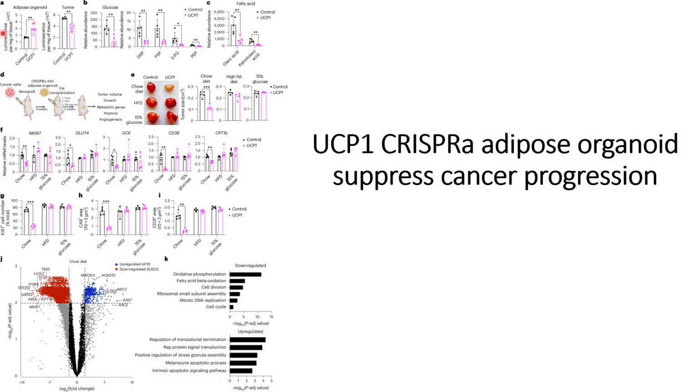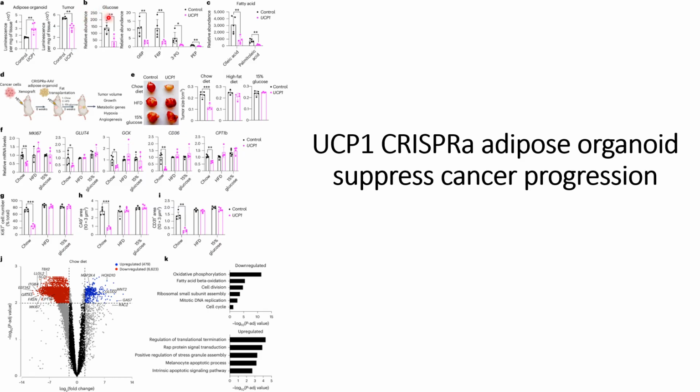the luminescence per mg of tissue, or we can say the consumption of these nutrients, is higher when this UCP1 adipose is used. And when they look at the tumors co-transplanted with this UCP1 CRISPR adipose organoid, they see that the amount of nutrients in the tumors goes down, indicating that UCP1 somehow disrupts the tumors' nutrient supply.